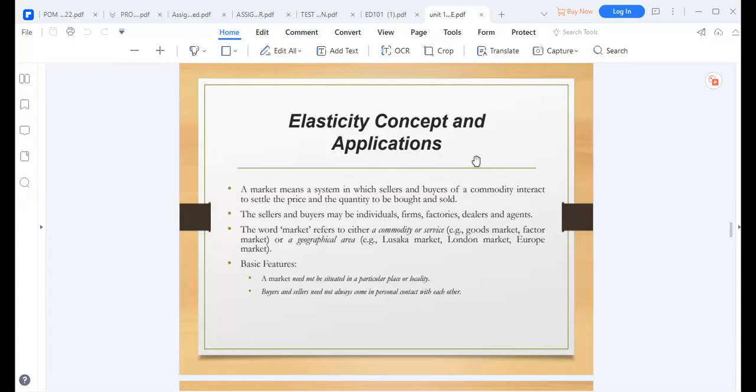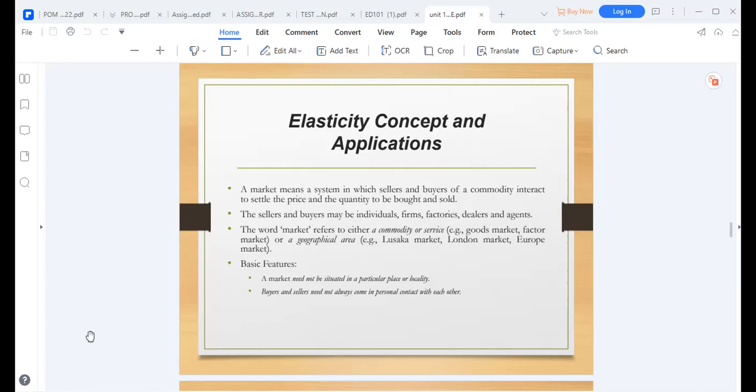It needn't be a physical place. It can be a virtual place. So this was discussed last week. So here the sellers and buyers could be represented by individuals, firms, factories, dealers, agents, or even government. So the word market, in essence, entails that a place could be physical or it can be virtual.